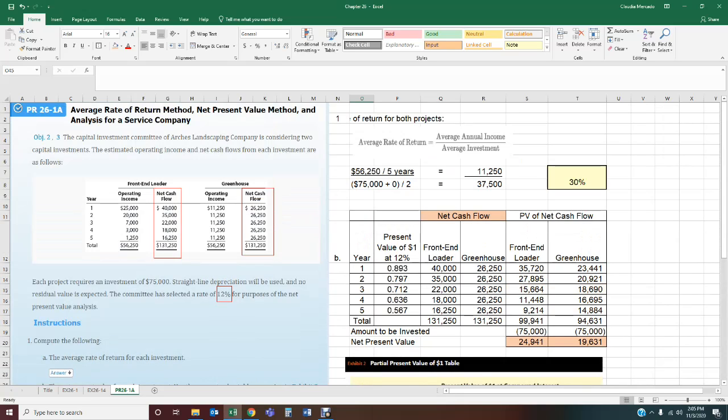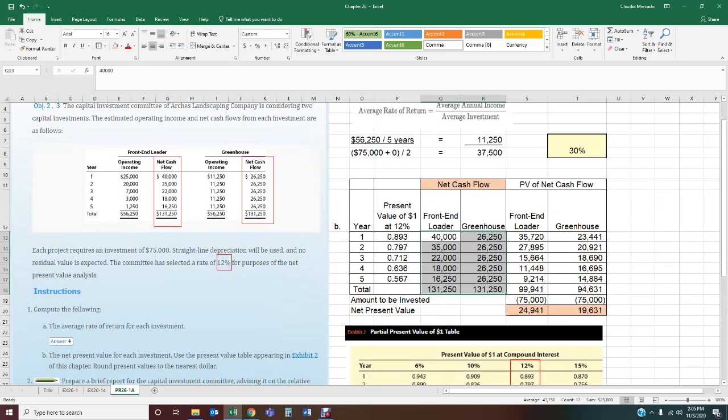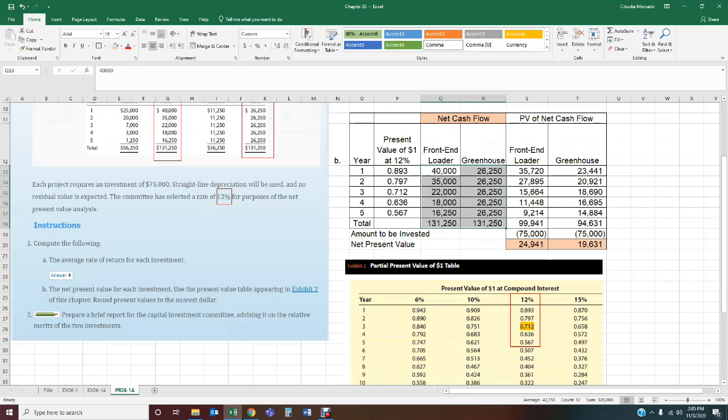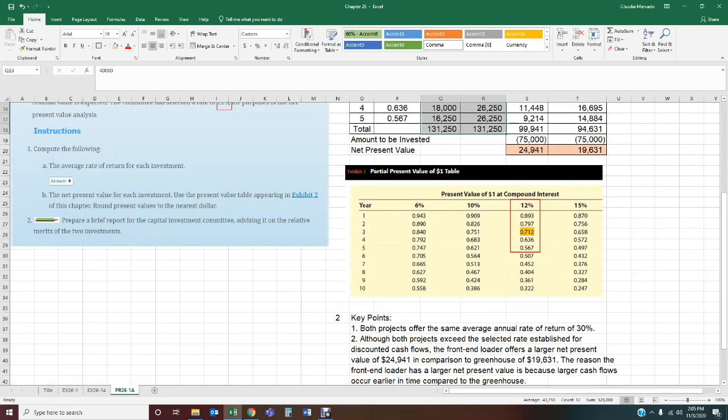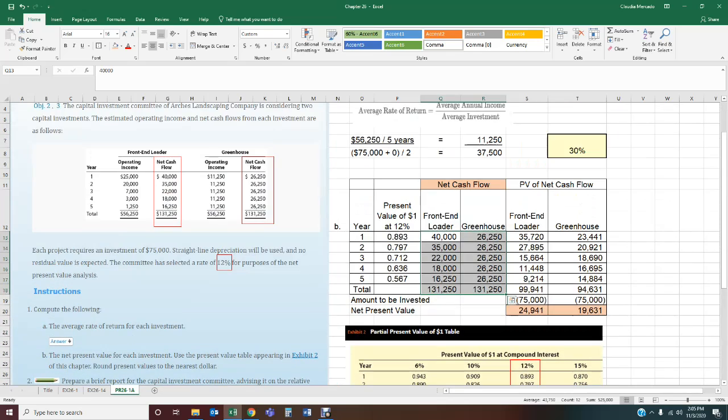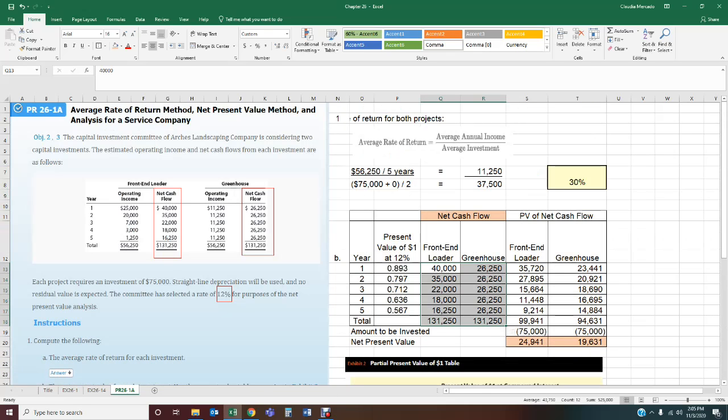Like I said, it's very easy if you set it up on Excel. That way you just plug in the information. These two figures are provided in the problem. All I did was copy and paste. Once I do that, I bring in my rates from my table. Make sure that you're using the correct table. You bring in your rates for years 1 through 5, and then just multiply the cash flow times the rate for the loader, the cash flow times the rate for the greenhouse. So you will be having something similar to this on your test.